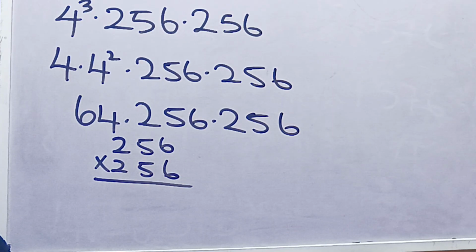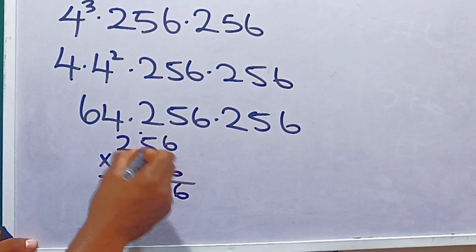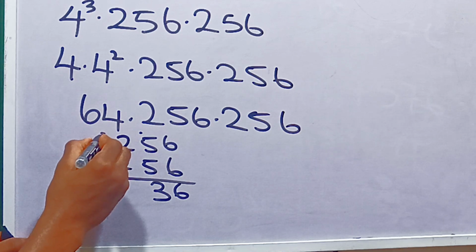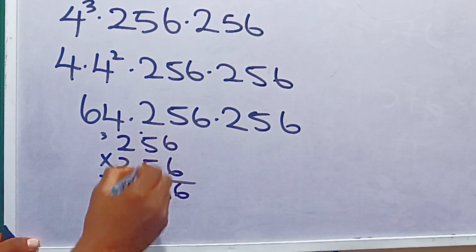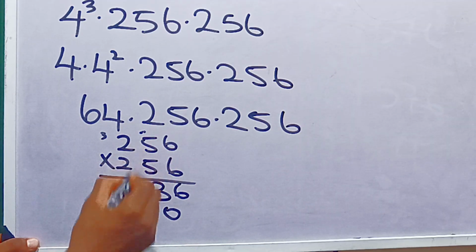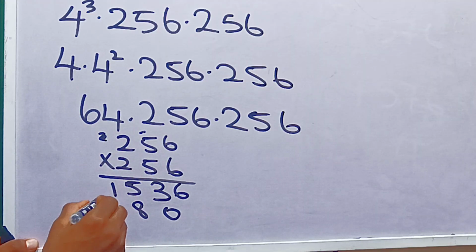So 256 multiplied by 256, we have 6 times 6 as 36. Put 3 here. 6 times 5 is 30 plus 3 is 33. You put 3 here. 6 times 2 is 12 plus 3 is 15. 5 times 6 is 30. 0. Put 3 here. 5 times 5 is 25 plus 3 is 28. You put 2 here. 5 times 2 is 10 plus 2 is 12.